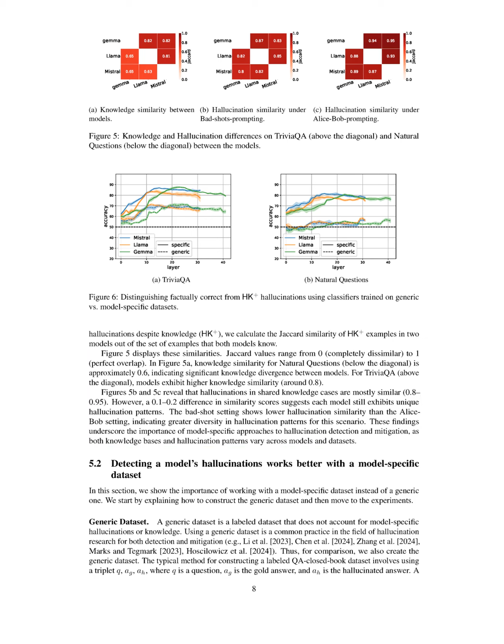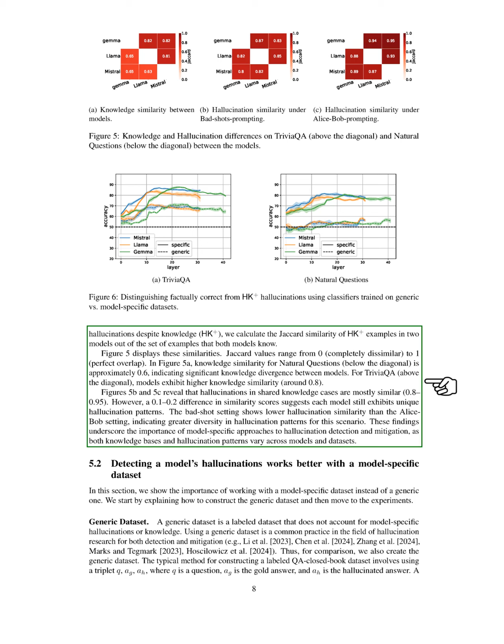Section Summary. In this section, we demonstrate the significance of distinguishing between different types of hallucinations and utilizing model-specific datasets to enhance detection accuracy. Our experiments reveal that models can effectively differentiate between hallucinations arising from knowledge gaps and those occurring despite having relevant information, highlighting the need for tailored detection strategies based on the unique characteristics of each model.